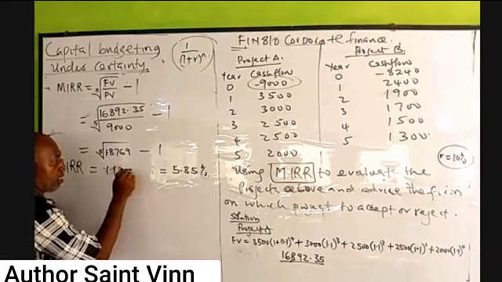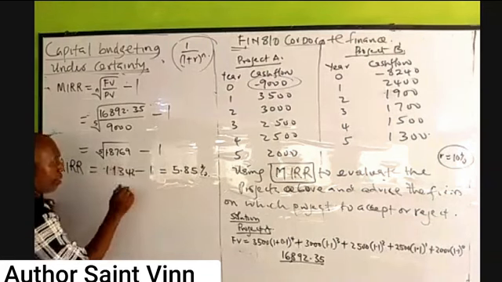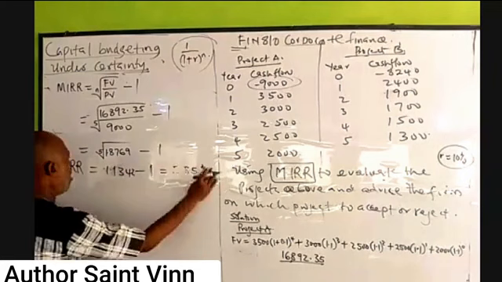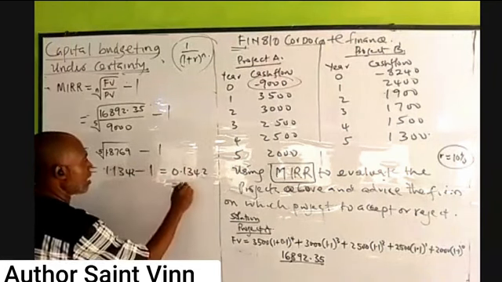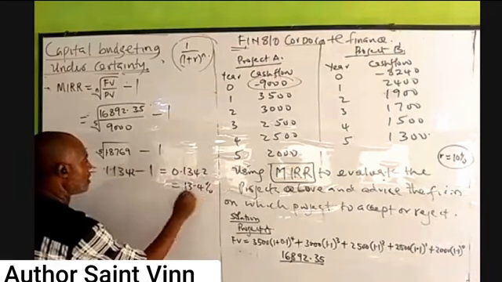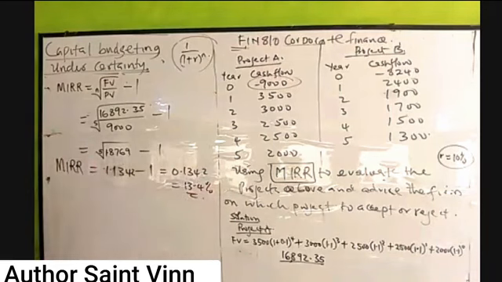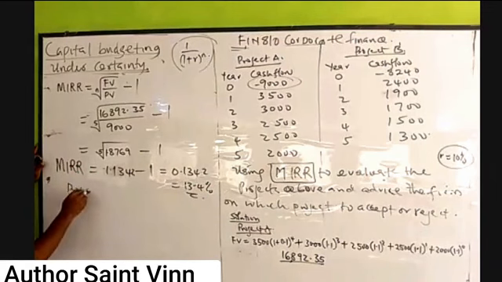1.134, like this, I think. 2 there. So minus 5 will now have 0.1342, which is 13.4% for project A. For project B, okay.